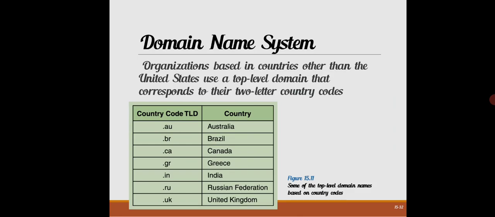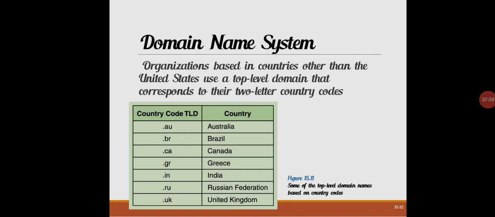Domain name systems. Organizations based in countries other than the United States use a top level domain that corresponds to their two letter country codes. Country code TLD, country: .au, Australia; .br, Brazil; .ca, Canada; .gr, Greece; .in, India; .ru, Russian Federation; .uk, United Kingdom. Some of the top level domain names based on country codes.